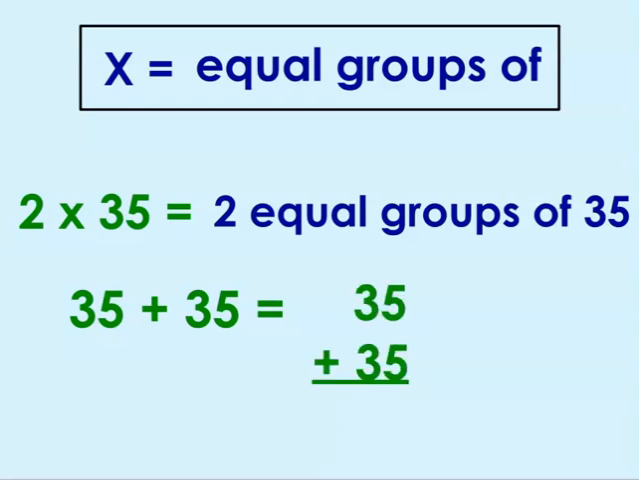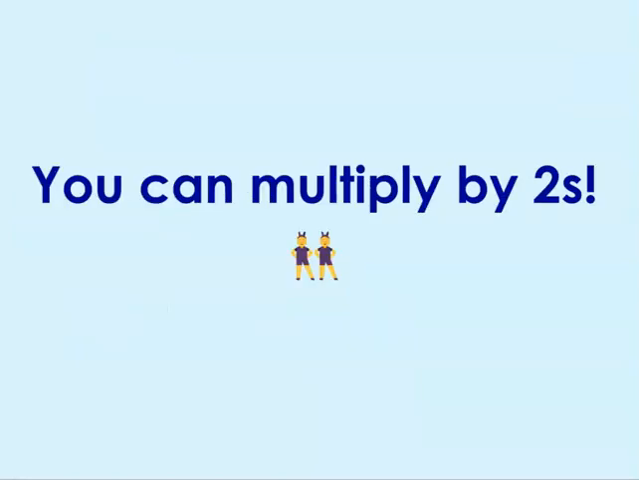I could also stack and add using the algorithm. 5 ones plus 5 ones is 10 ones. That would be 0 ones and regroup 1 ten. And then 1 ten plus 3 tens plus 3 more tens is 7 tens. Either way, 35 plus 35 is 70, so 2 times 35 is also 70. This strategy works for any number that is multiplied by 2. Now you know how to multiply by 2's.